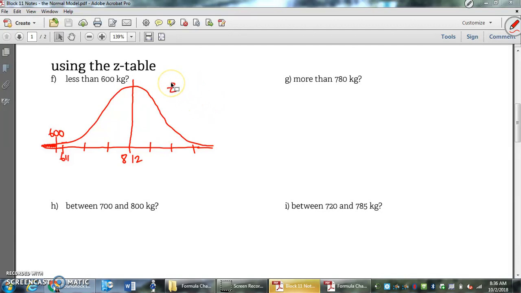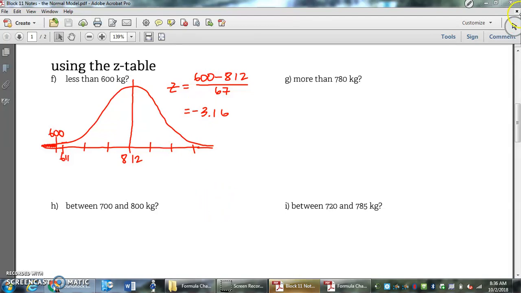The next step is to find a z-score for that number. So our observed value is 600 minus the mean, 812, divided by the standard deviation, 67. The mean and standard deviation were both given to us in the problem. And then we calculate what that is, which I happen to know is negative 3.16.